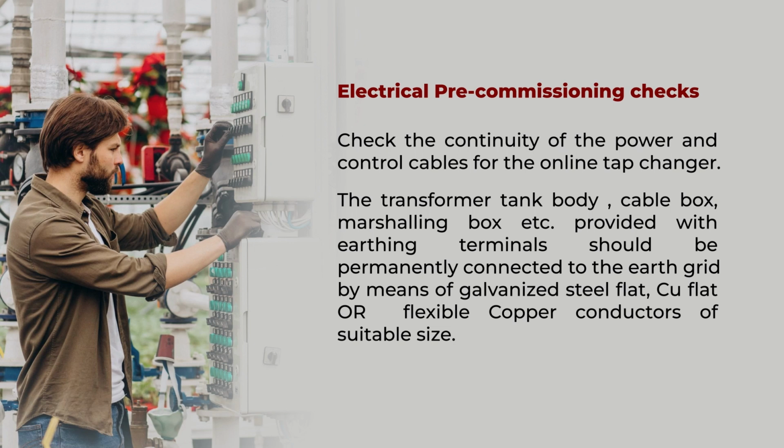The transformer tank body, cable box, marshalling box, etc. provided with earthing terminals should be permanently connected to the earth grid by means of galvanized steel flat that it can be 25 into 3, 25 into 4 or 50 into 6 galvanized steel flats one can use, or if the design requires copper flat, you can use copper flat or flexible copper conductors of suitable size.